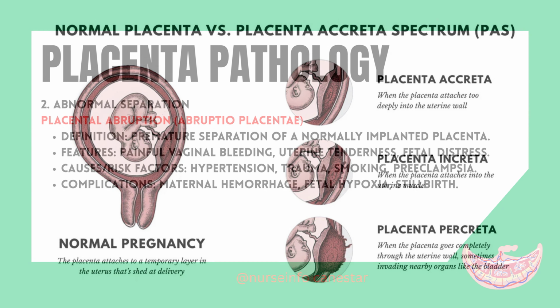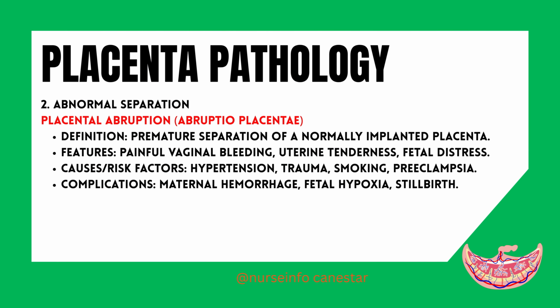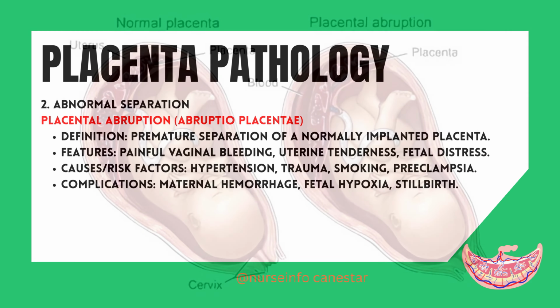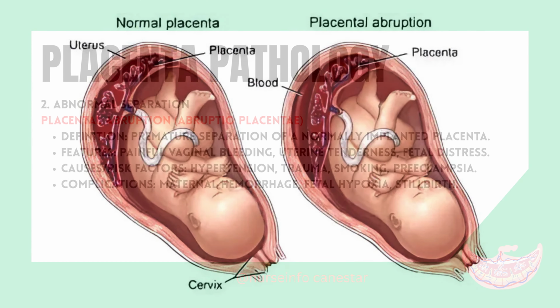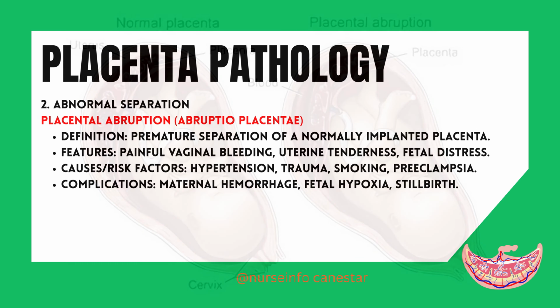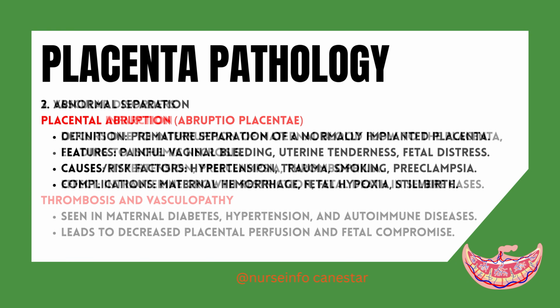Placenta accreta spectrum. Placenta accreta: placenta abnormally adheres to the myometrium. Placenta increta: placenta invades the myometrium. Placenta percreta: placenta penetrates through the uterine wall, sometimes into nearby organs. Clinical impact: severe postpartum hemorrhage, often requiring hysterectomy.